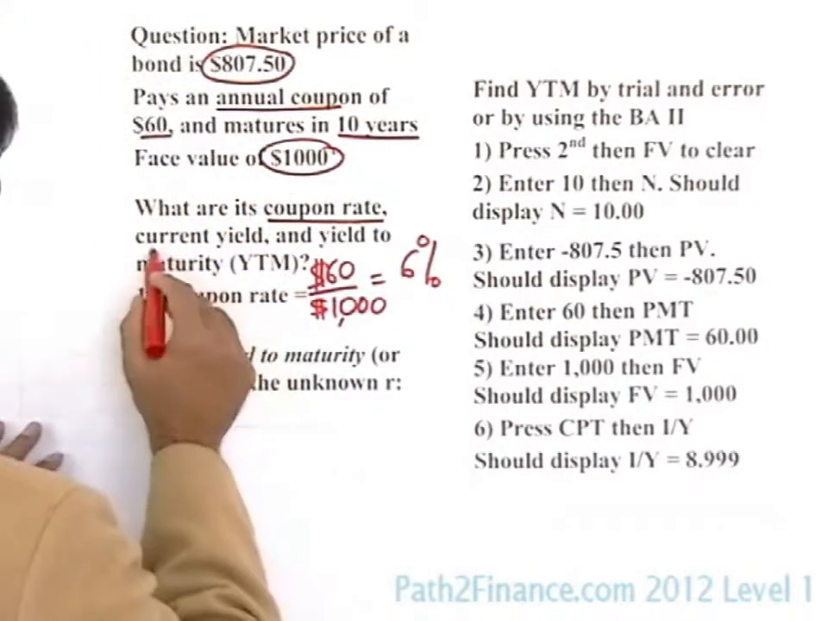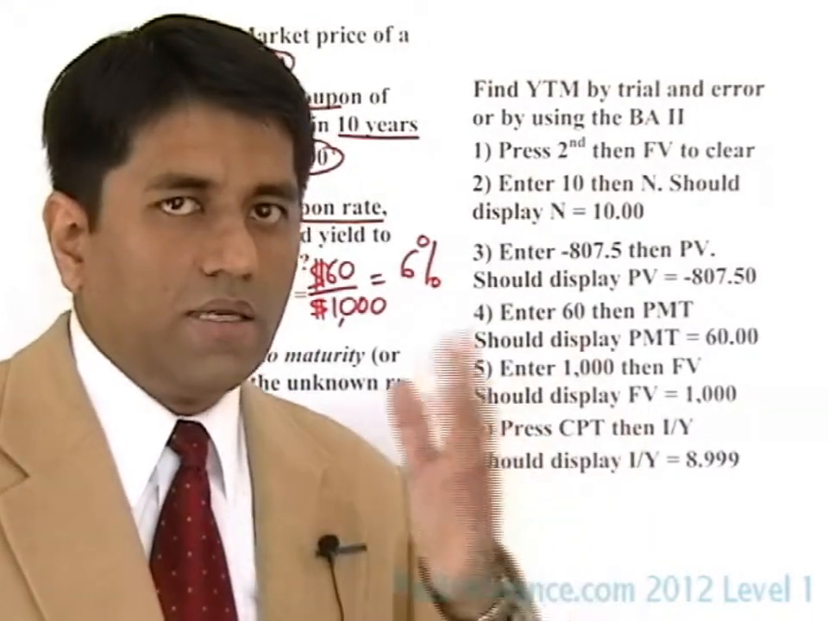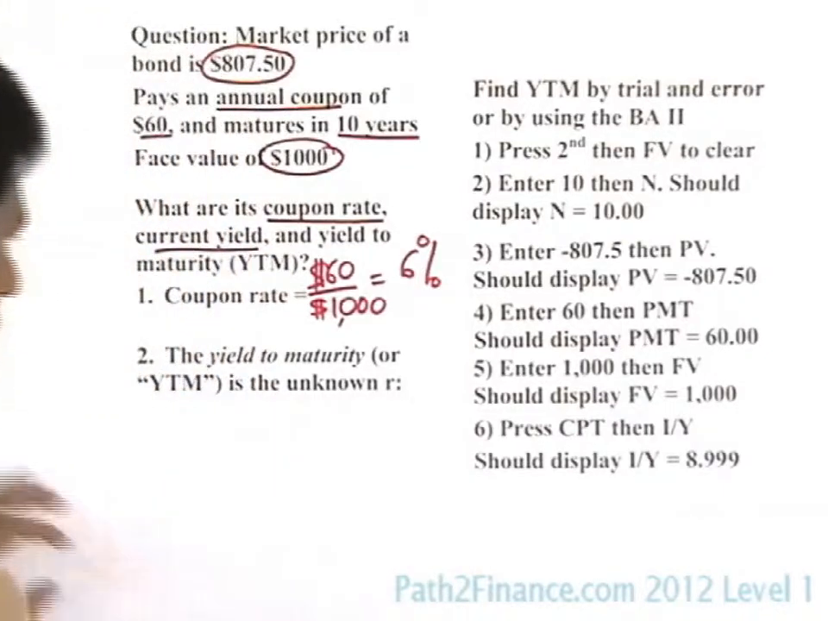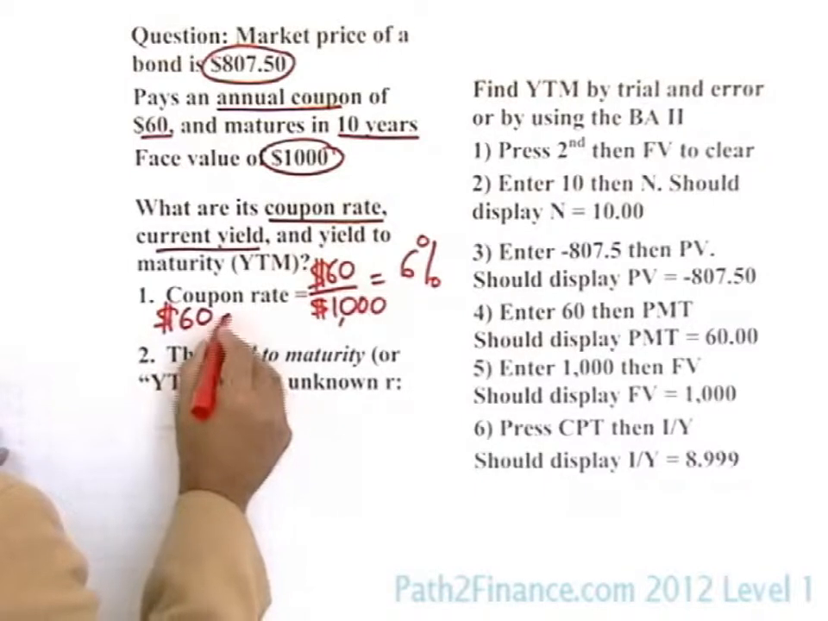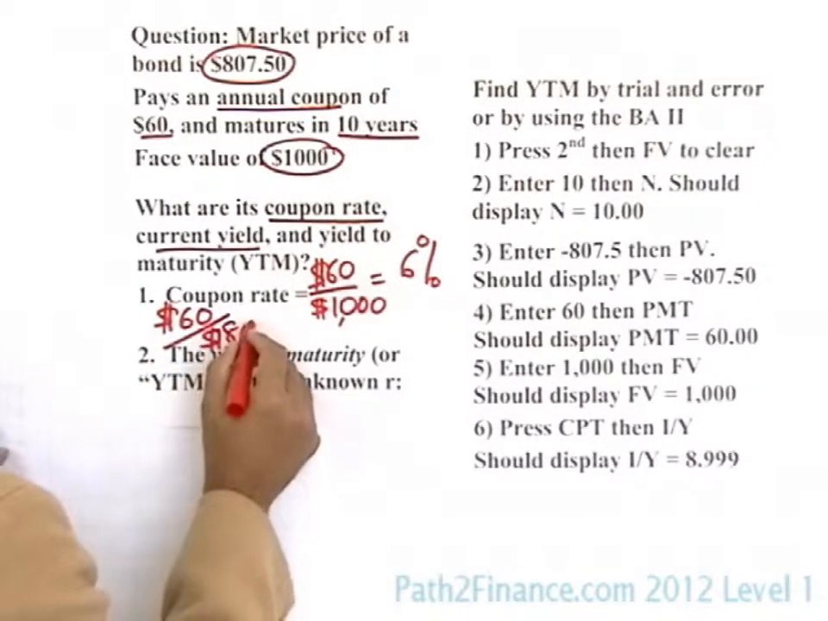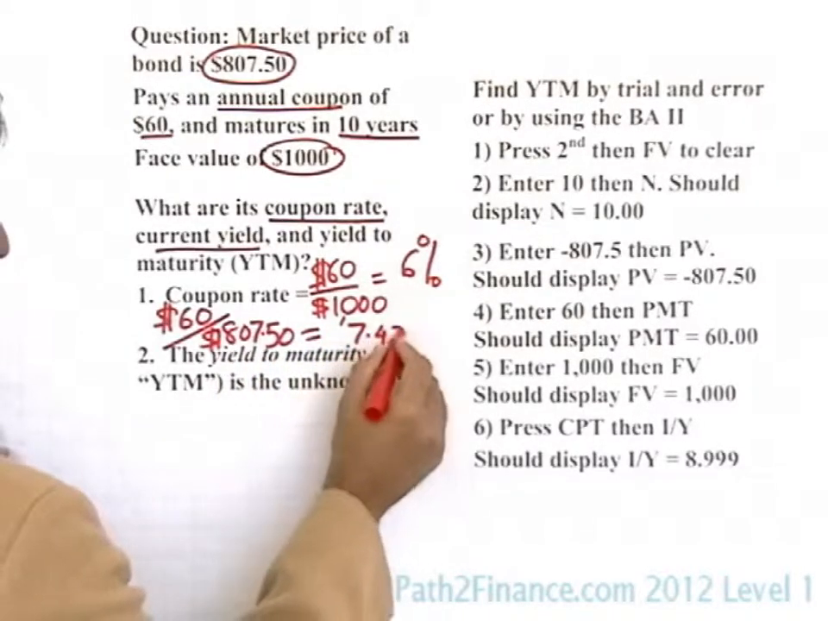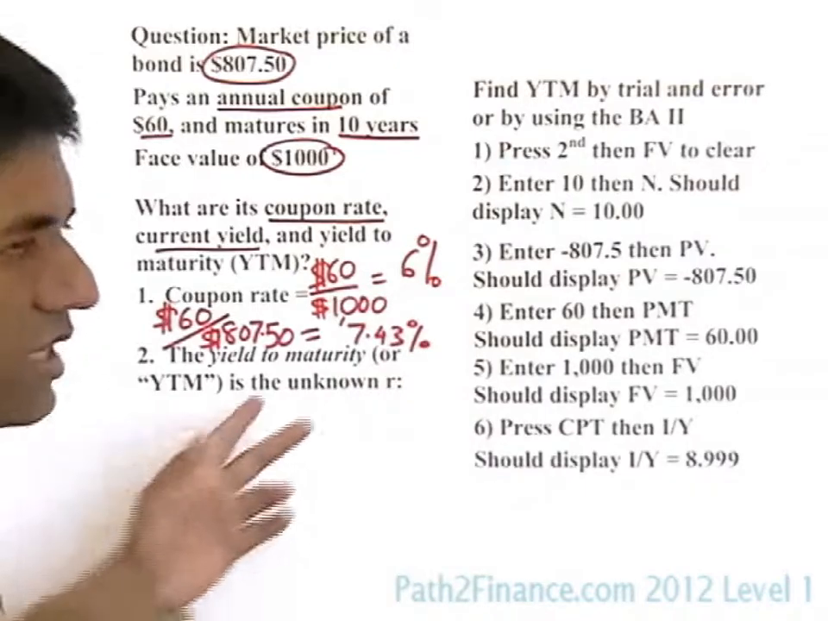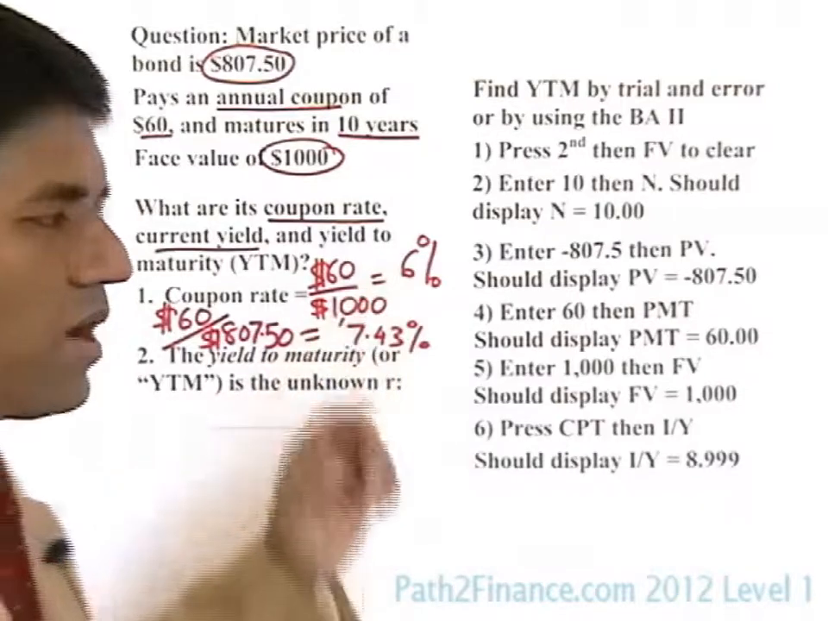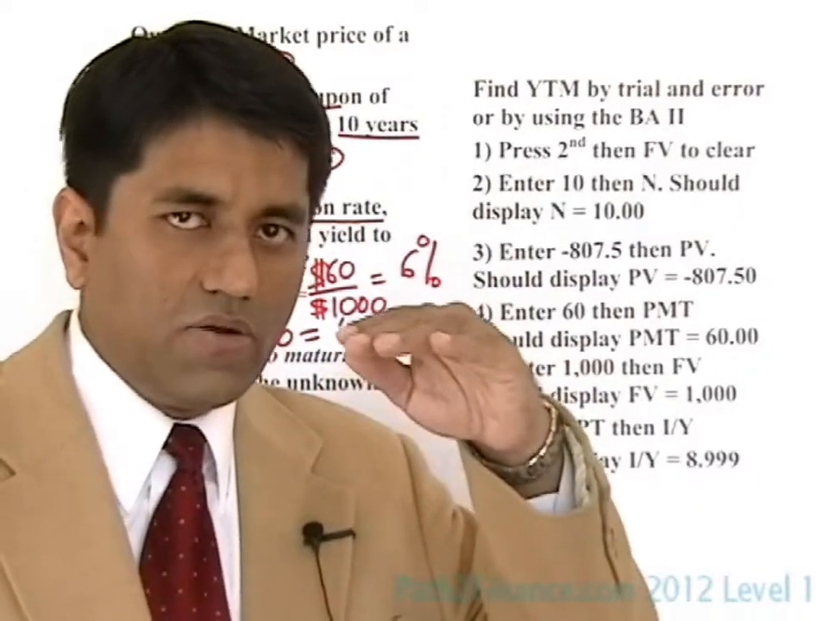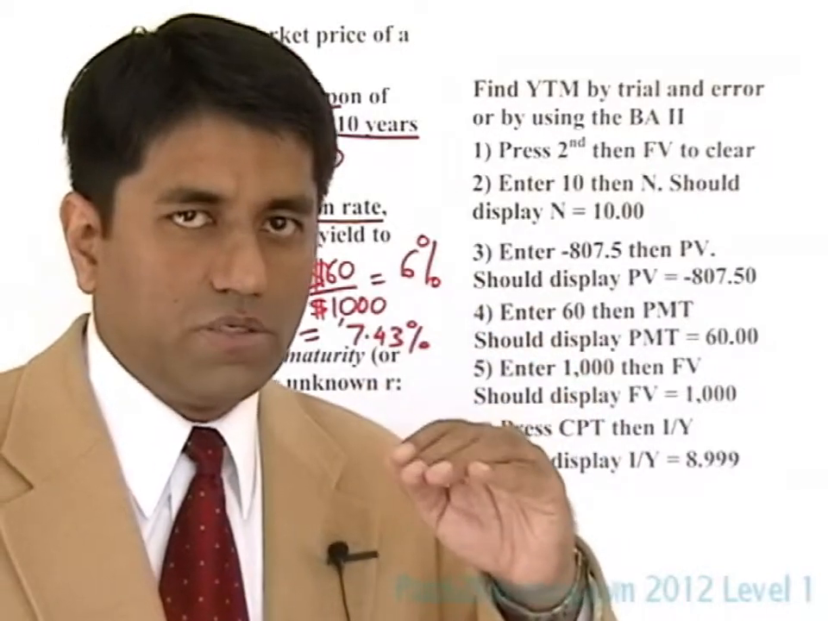The next question is, what is the current yield? Current yield is defined as the coupons divided by current price. So that would be $60 divided by $807.50, and that would be 7.43%. So the current yield is higher than the coupon rate because the bond is trading below par value. If it's trading below par value, it is called a discount bond.